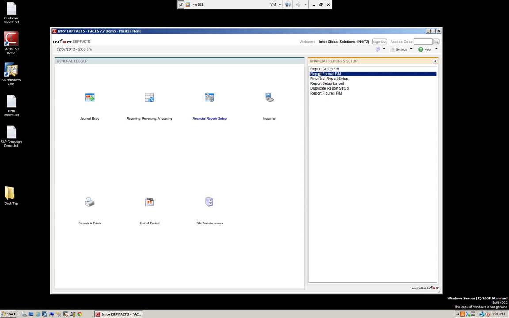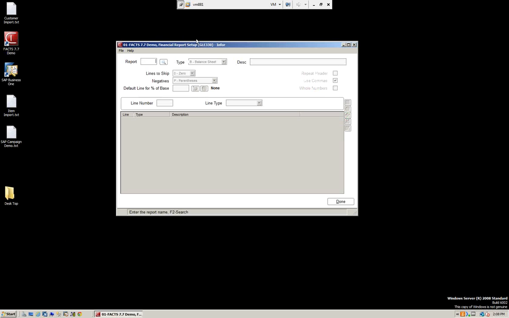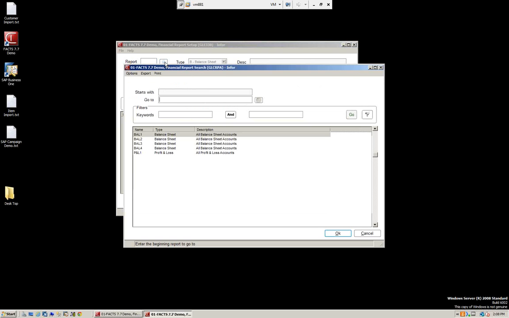So we see how we have the group, which determines what accounts we're going to use based on branch, and we have the report format, which allows us to pick the columns. So let's now look at the financial report setup itself. Okay, so we're going to go in here, and again, we're going to look at one that we already have. You saw that we had the four balance sheets and the profit and loss. Let's take a look at the profit and loss.